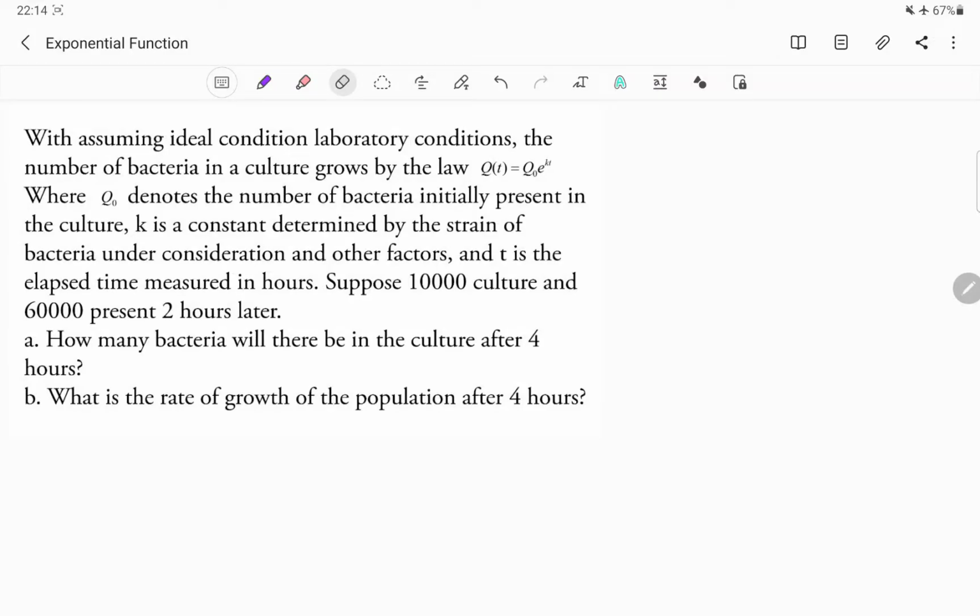Hi everyone. Today we are discussing a word problem which is related to the exponential function. Q(t) equals Q naught e to the power kt.